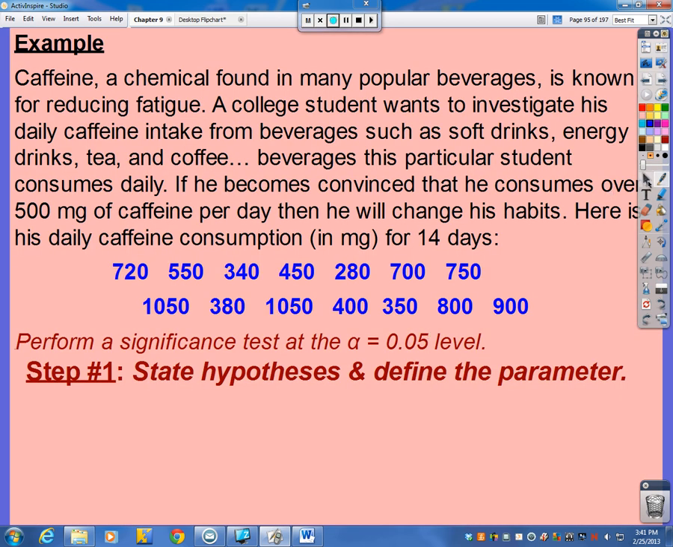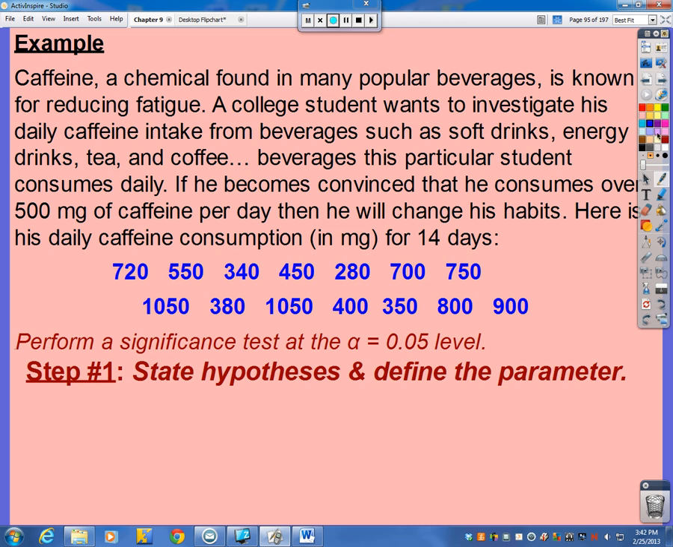So the example we're going to look at is: caffeine, a chemical found in many popular beverages, is known for reducing fatigue. A college student wants to investigate his daily caffeine intake from beverages such as soft drinks, energy drinks, teas, and coffees, etc. Beverages that this particular student consumes daily. If he becomes convinced that he consumes over 500 milligrams of caffeine per day, then he will change his habits. Here is his daily caffeine consumption in milligrams for 14 days. Perform a significance test at the alpha equals 0.05 level.